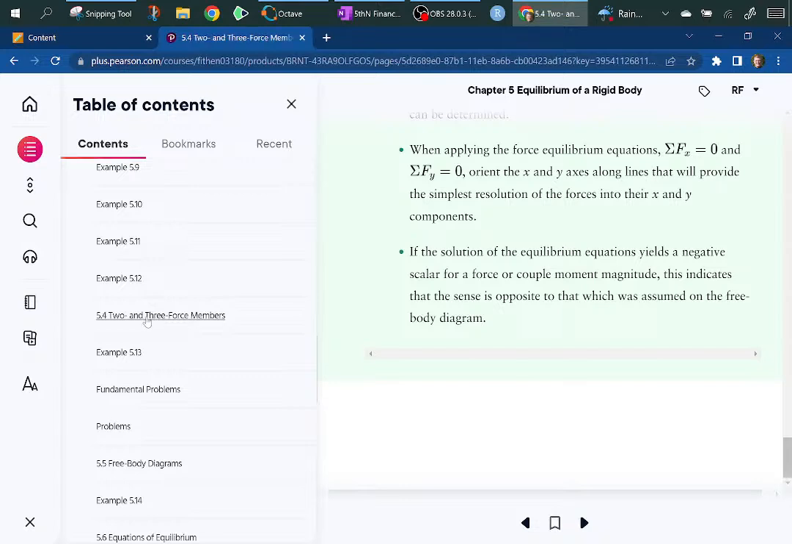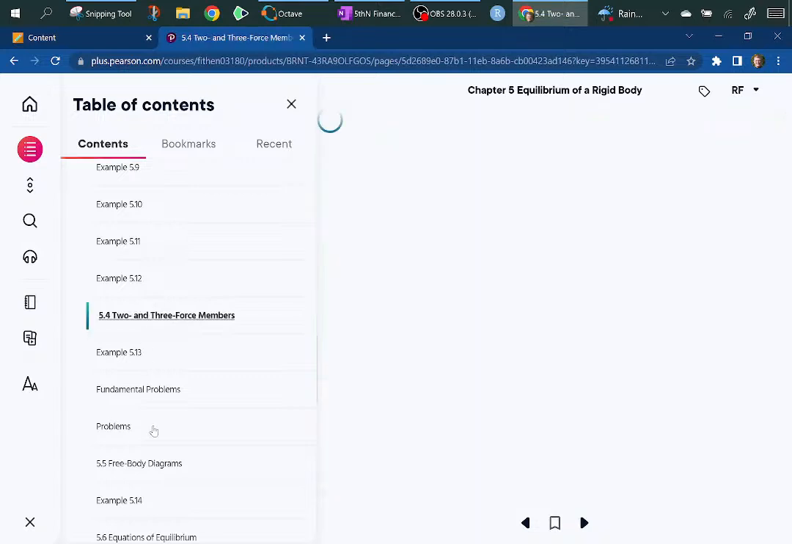Let's look at 2 and 3 force members, and then just start working some problems. There are plenty of examples. I'll let you look at all those. Usually, he has a video that goes with each one of those.